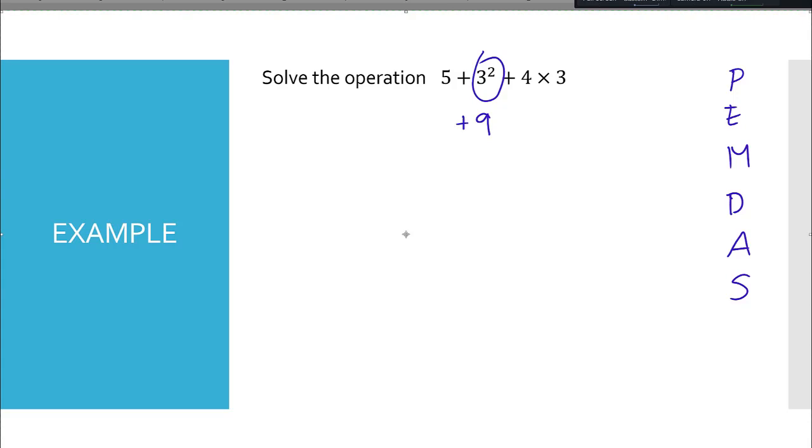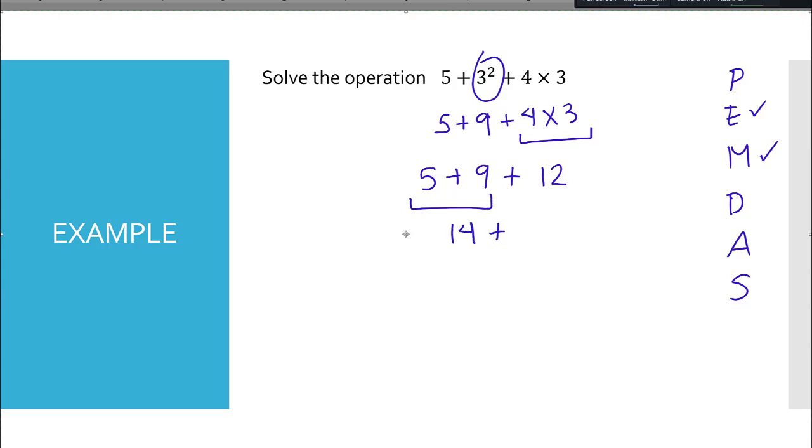And then we see that we are left with only addition and multiplication. The order says that first we solve multiplications. We already did exponents. So we solve 4 times 3. That is 12. And now we only have addition. So if we only have addition, we solve whatever comes first from left to right. And 5 plus 9 is 14. Then we add 12, and that gives us 26. That is the correct answer for this problem.